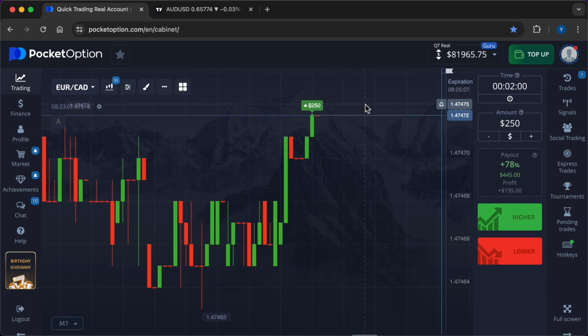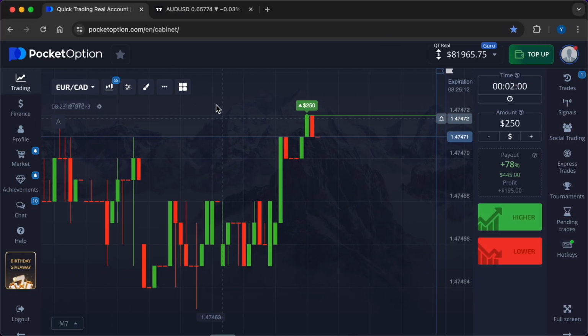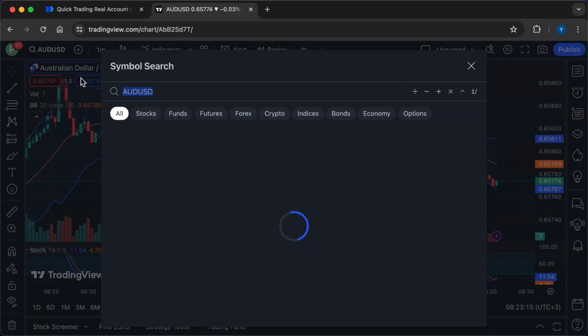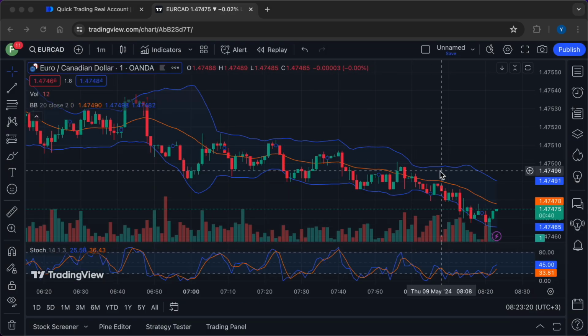I would like to remind you that MaxBot has powerful trading tools in its arsenal. Technical and candlestick analysis, price action and 30 indicators. It has absorbed 9 years of developers' experience.